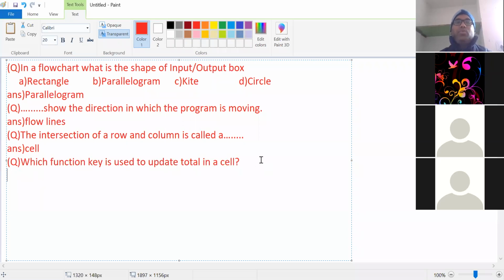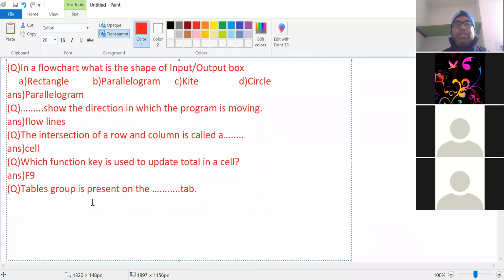Which function key is used to update total in a cell? F2? Sir, F2. F2 is the wrong answer. Others also try. Which function key is used to update the total? F9 is the correct answer. Which function key is used to update total in a cell? The answer is F9.